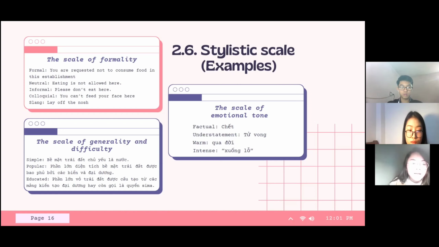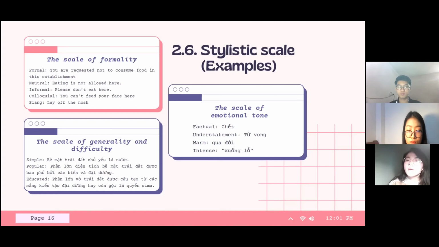And the last one, the scale of emotional tone. I have an example here. Fracture, chết, understatement, tử vong, warm, qua đời, intense, xuống lũ, and as I mentioned above, there is a mutual relation between the scales of formality and emotional tone. It is undeniable that the word qua đời or tử vong is more formal and gives a sense of comfort than the word xuống lũ.